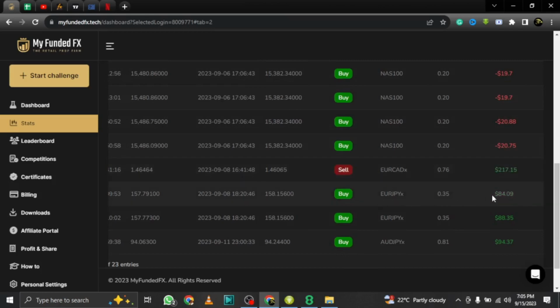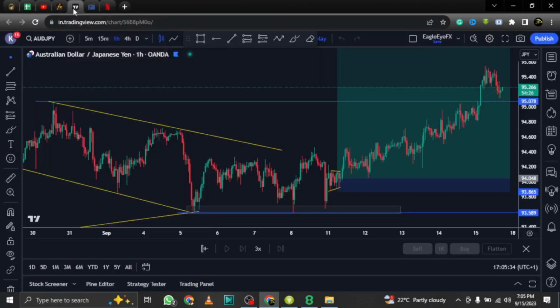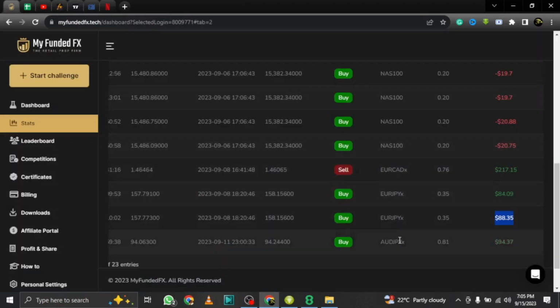Then there is this Euro JPY. So this is a Euro JPY trade. You can see I took, was it Euro JPY? Let's look at that. No, AUD JPY, sorry. So AUD JPY is here. You can see AUD JPY, I took some 0.9, almost 1%, and you can see it was a buy.